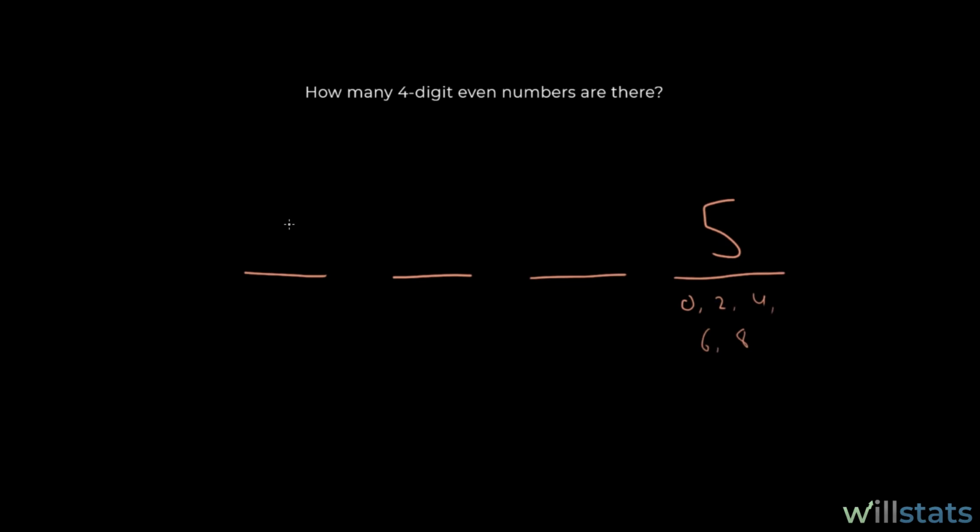Now the first digit can be any number 1 through 9. It cannot be 0, because if it were 0, then the number would actually only be 3 digits. So 1 through 9, that's 9 possibilities. Now our second and third digits can be 0 through 9, so that's 10 possibilities each. Now we can multiply all of these together to get the amount of 4-digit even numbers. That's going to be 4,500.